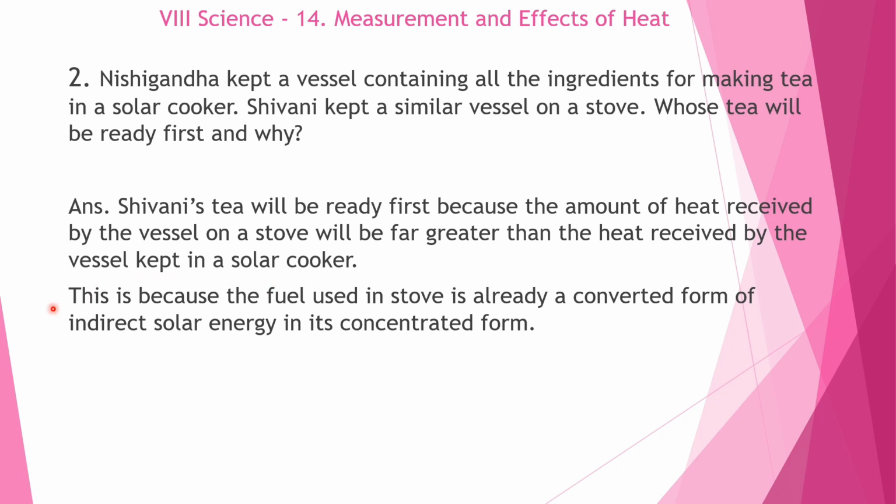Why is this so, children? This is because the fuel used in the stove is already a converted form of indirect solar energy in its concentrated form. The fuel is formed with the help of solar energy only. So it is the concentrated form. It is the converted form. So it is having more power. That is why the tea will be ready first on the stove.